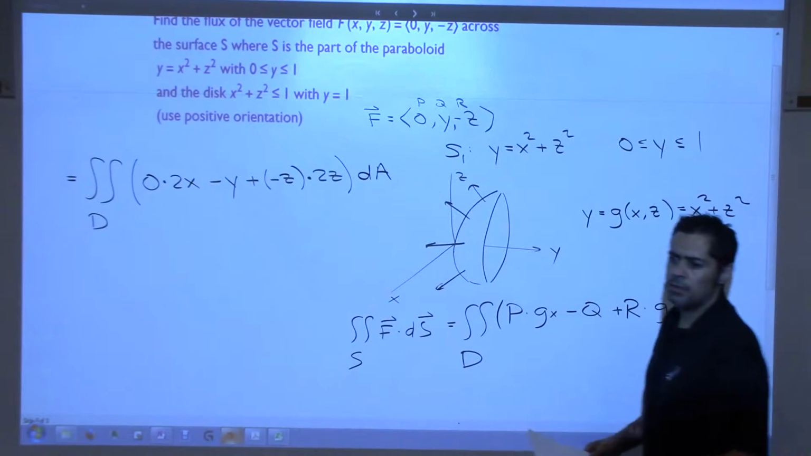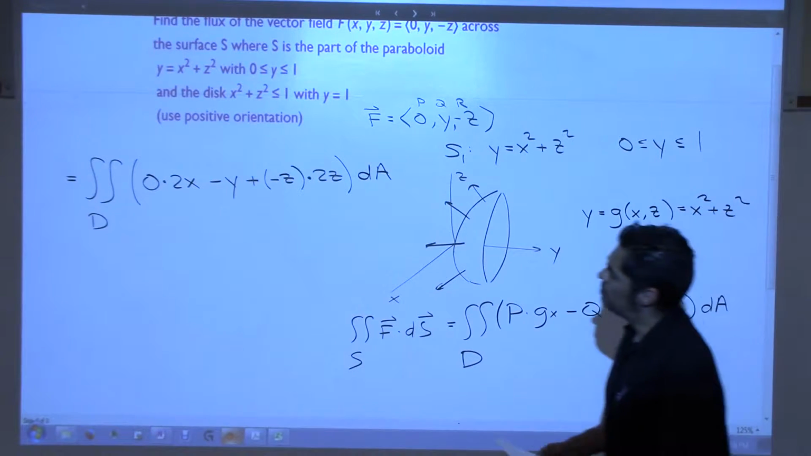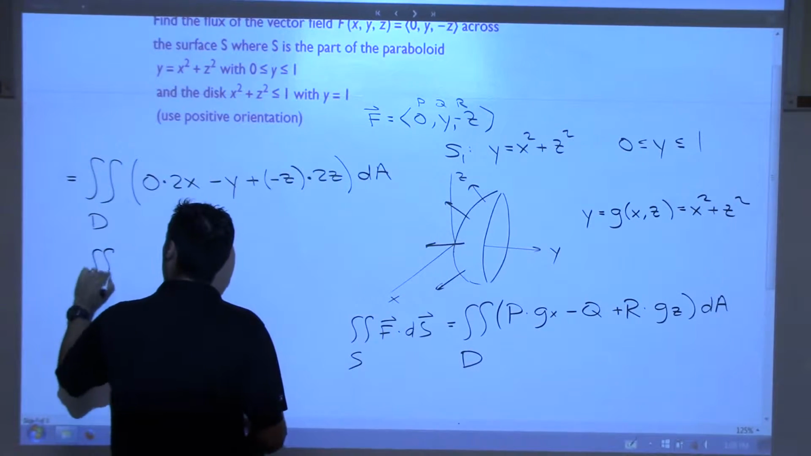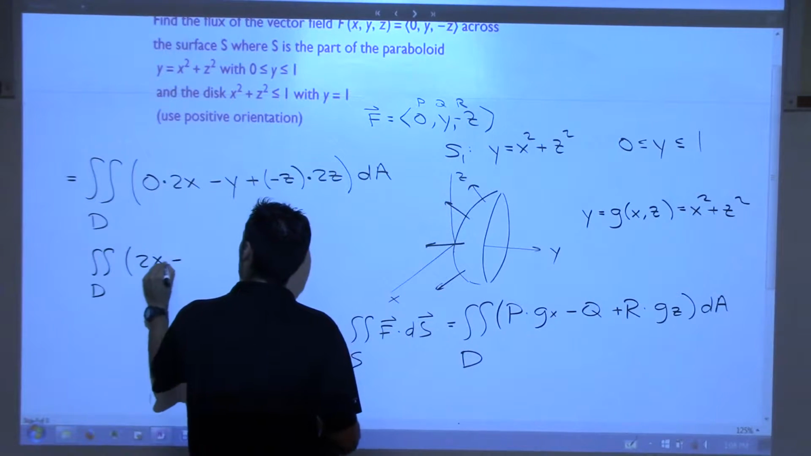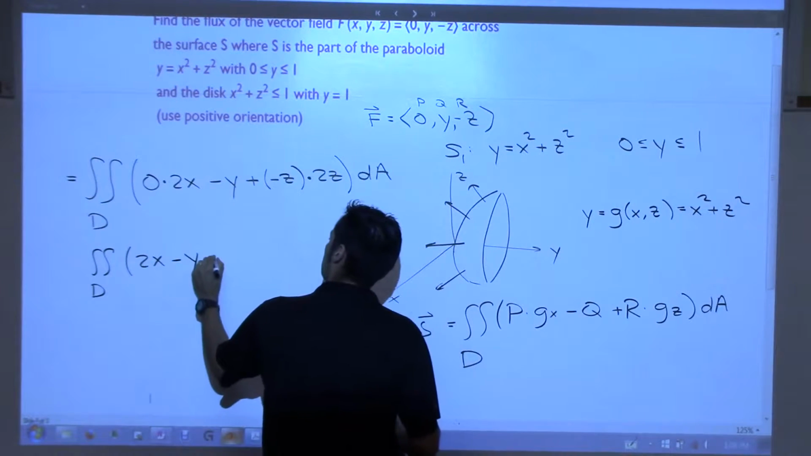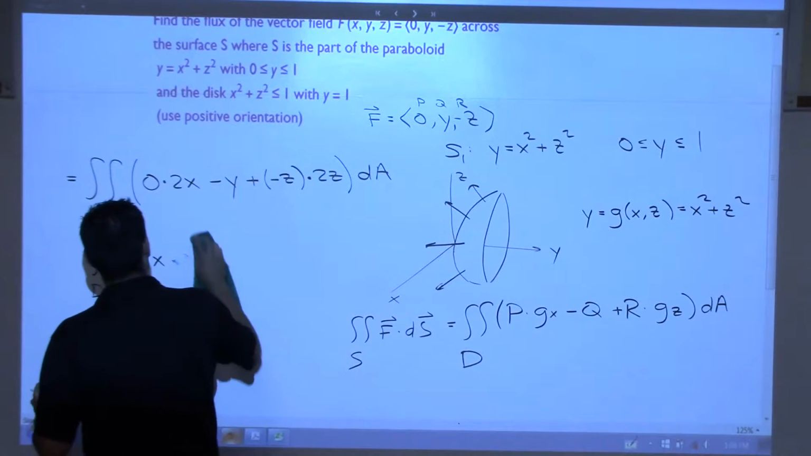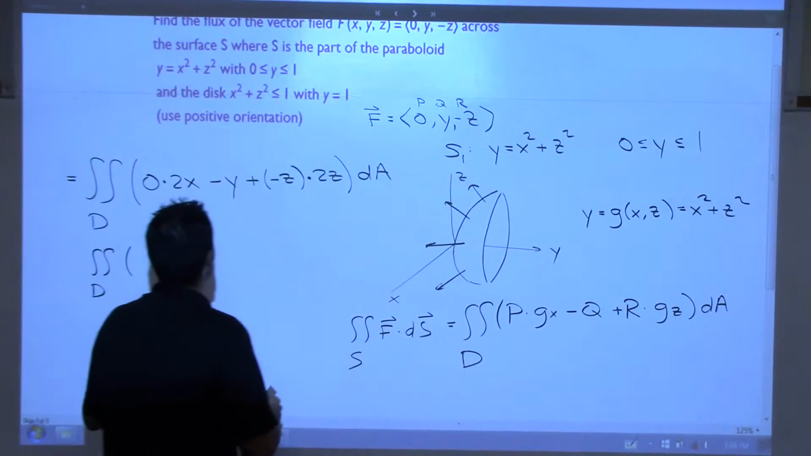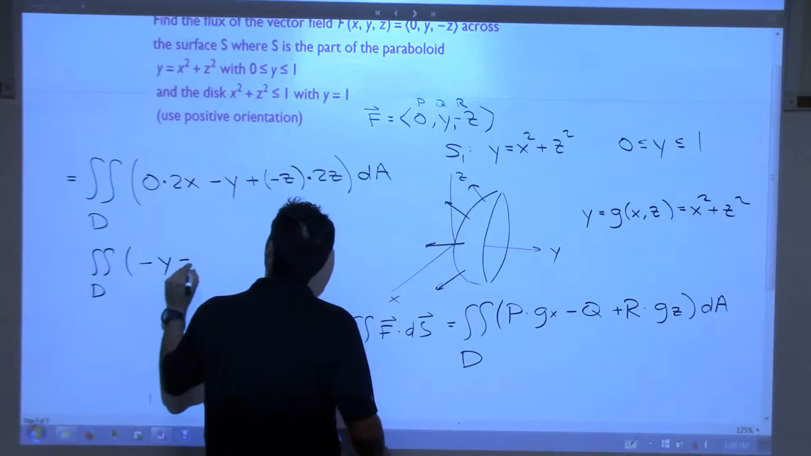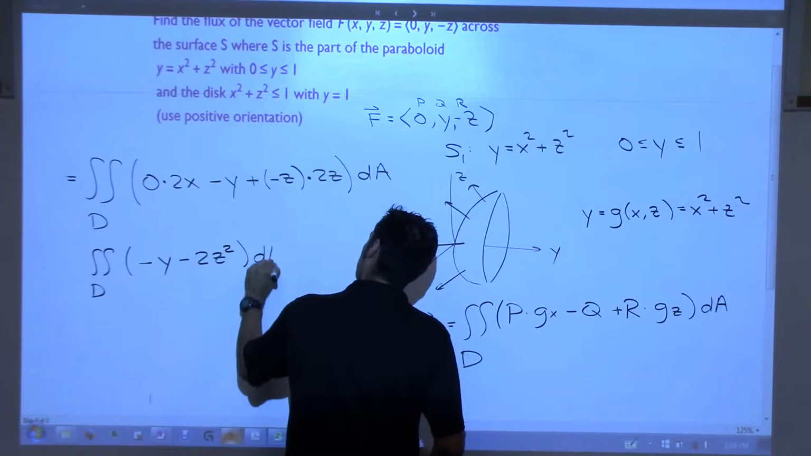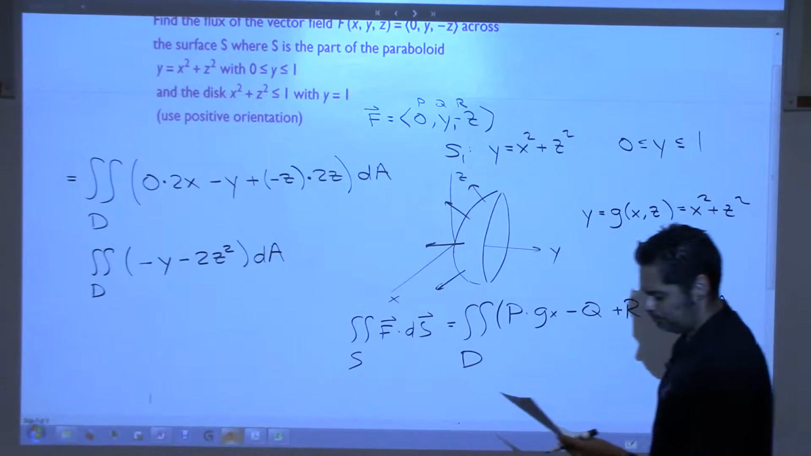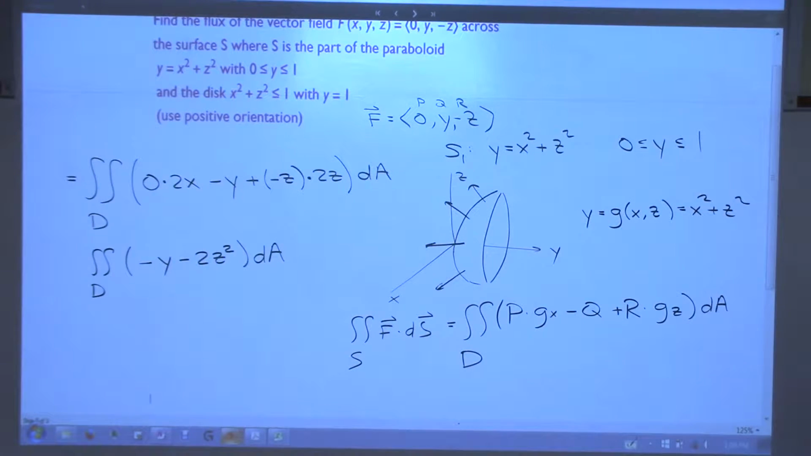All right, let's clean this up. So this is just the double integral over D of 2x minus y. Oh yeah, sorry, thank you. Negative y, minus 2z squared, dA. What's that? You want to pull a negative out? Okay, we can do that.